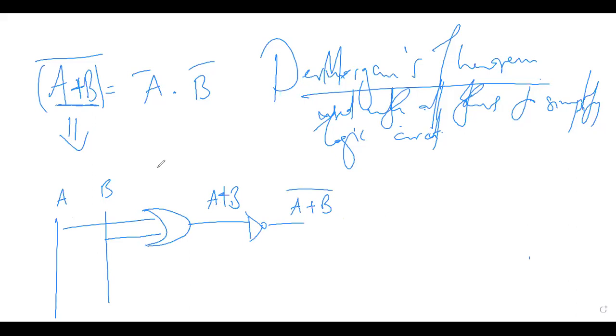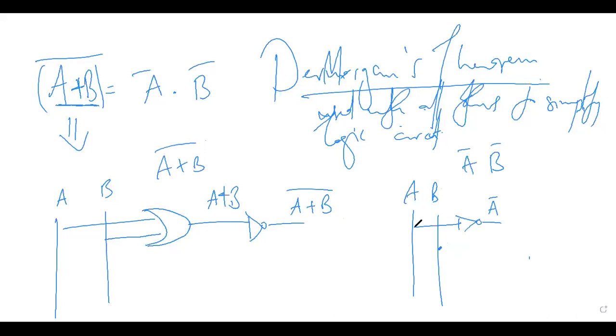It is the same as A NOT, B NOT. How do I build A NOT, B NOT? A, B. We have a NOT gate, now we have A NOT. We also have here a NOT gate. Now we have B NOT. We have A NOT, B NOT. These two combine with an AND gate to give me A bar, B bar.